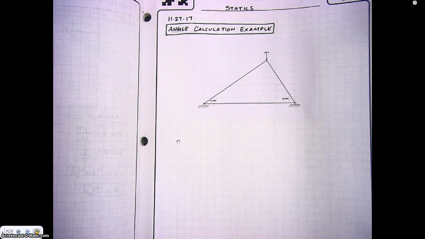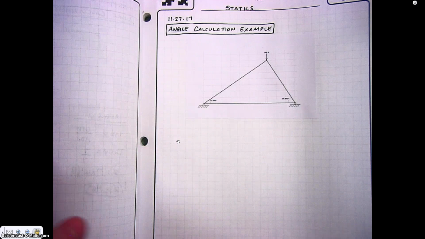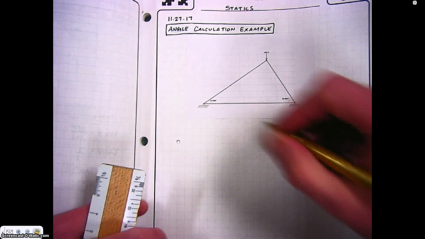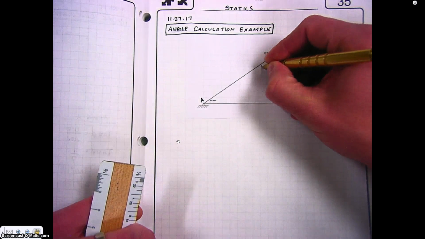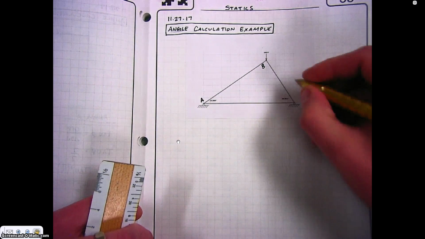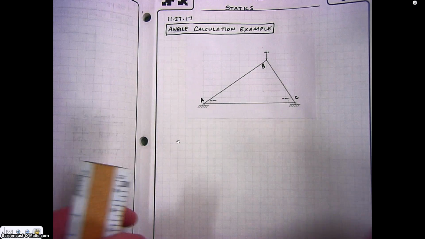I'm going to go over how to calculate the angles in our triangle here. The first thing we're going to do is label some points, so I'll label this point A, I'll label this point B, and I'll label this point C.